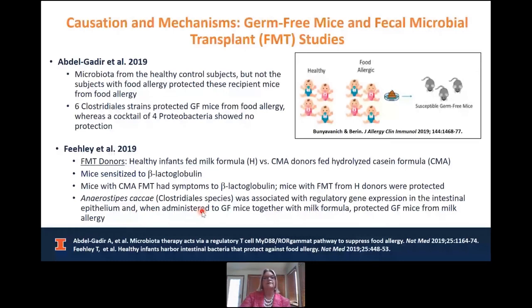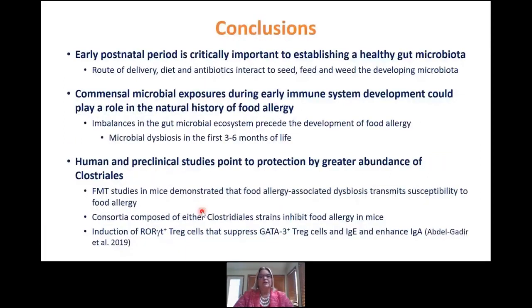But then when they gave that along with a milk formula, it was able to protect mice from milk allergy. So in summary, I hope you are coming away with the idea that the early postnatal period is critically important to establishing the gut microbiota, that route of delivery, diet, and antibiotics can interact, and that if this is not done ideally, if we have dysbiosis, emerging evidence suggests that these microbial exposures in very early immune development can play a role in the natural history of allergy.